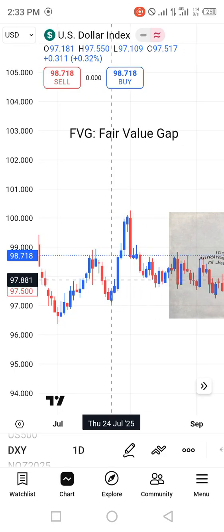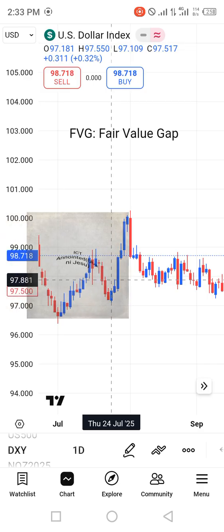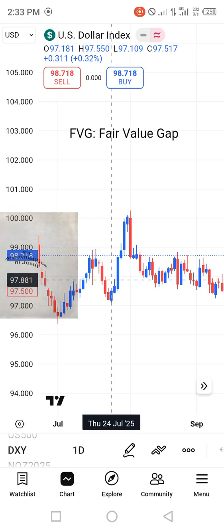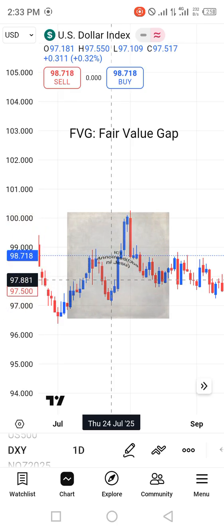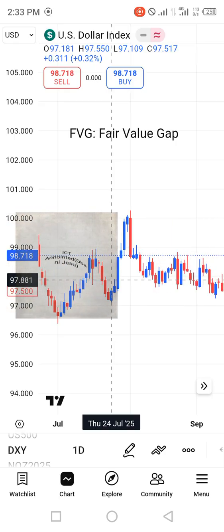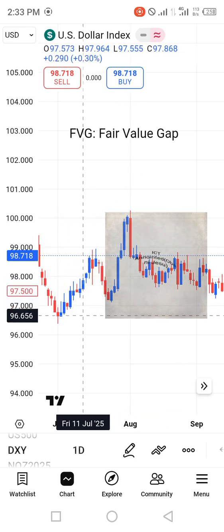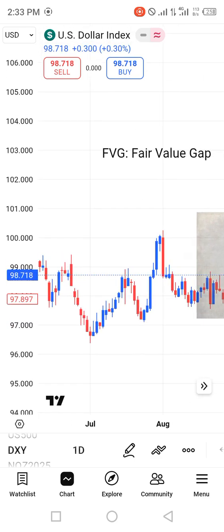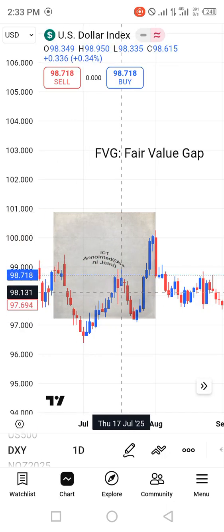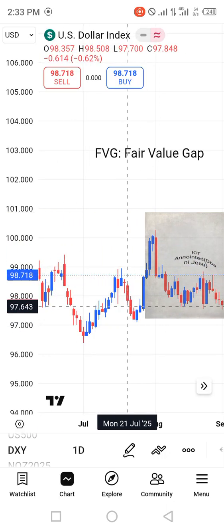So the question is, how do we identify a value that is fair to both sides of the market, considering the impact of the immediate market structure at hand? In this case, we'll be using the daily. When you look at the daily, we have this trend, and all of a sudden we have this bullish run.